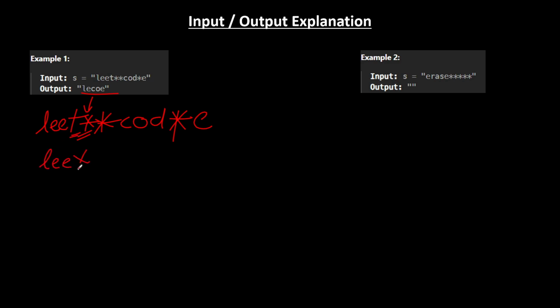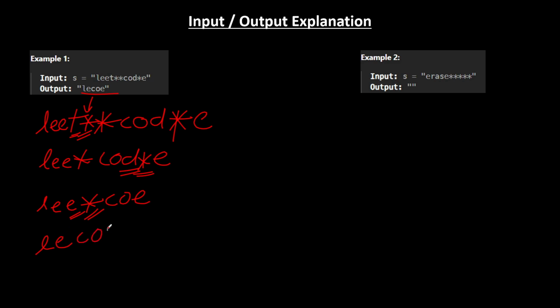So it becomes Lee asterisk code asterisk and then E. And here also the asterisk will get removed and D will also get removed. So it will become Lee asterisk code E. Here also this E will get removed and this asterisk will get removed. So it becomes Leetcode. Right, this is what we got. The question is pretty easy if you can understand this explanation.